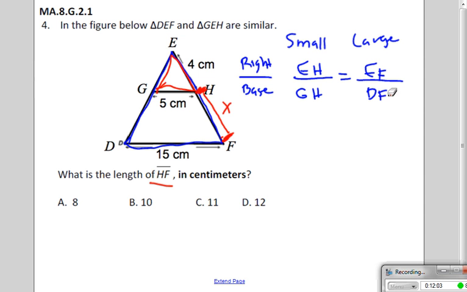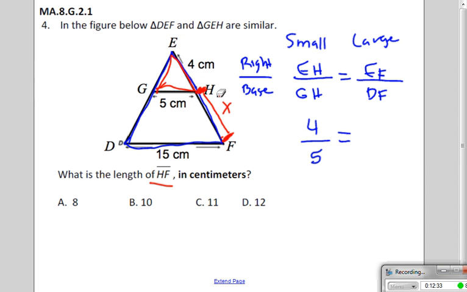That's significant because I cannot find the length of HF until I know the length of EF, unless I set it up the way that I'm going to show you now. So EH was 4 over GH, which was 5. It's supposed to be equal to EF, but what is EF? EF does not give us its own numerical value. It tells us that from E to H was 4, and from H to F was X.